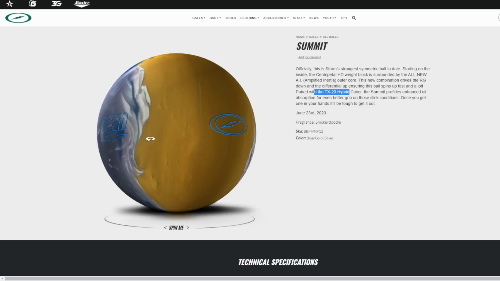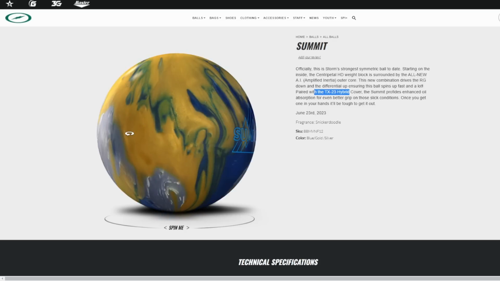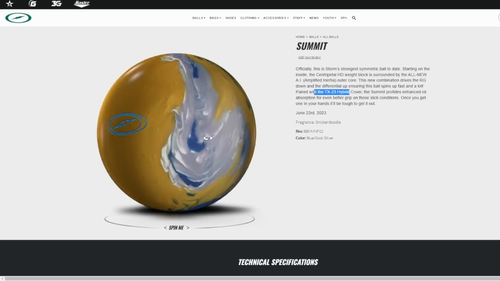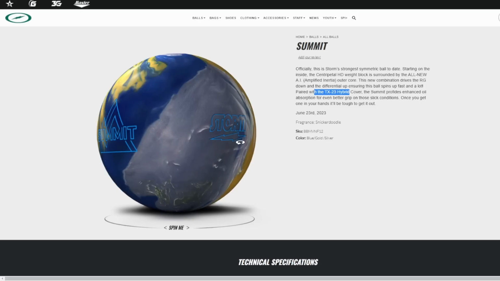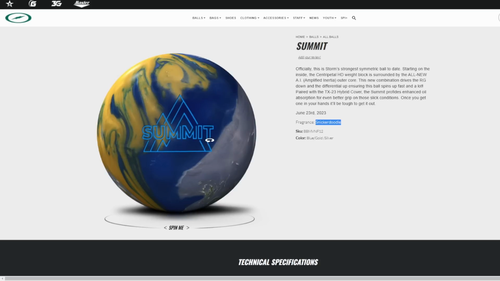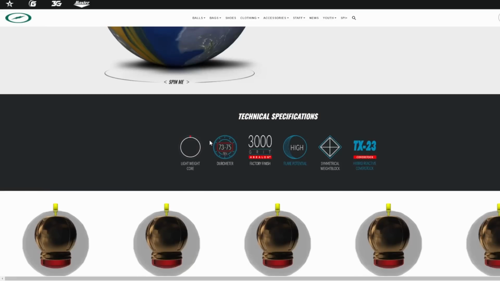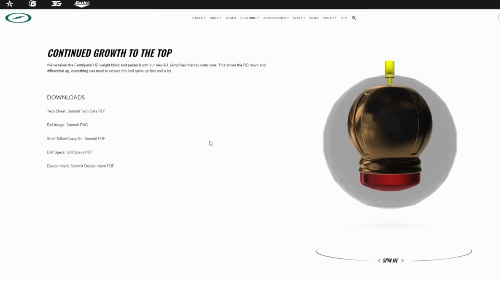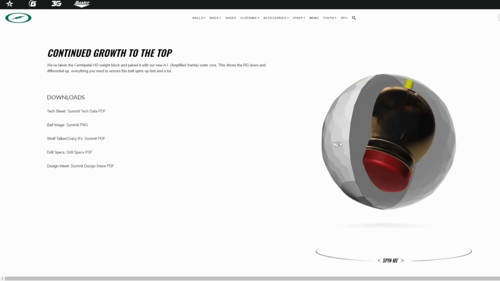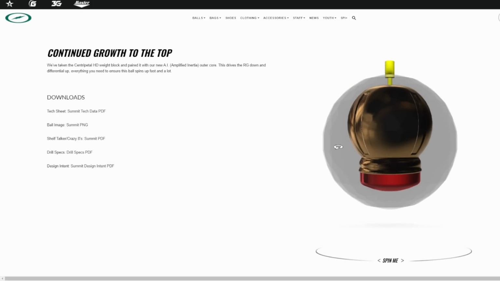So let's take a test drive here. Interesting pour. Not what I first expected when I look at it from this angle, because then when you get over here, you got all this hot lava going on here, right? And the fragrance, snickerdoodle. I mean, this is like Snickers? I feel like this could smell really, really good. So let's get on down here. Here's this outer core we're talking about, right? So this is really interesting. New outer core, this AI amplified inertia outer core.